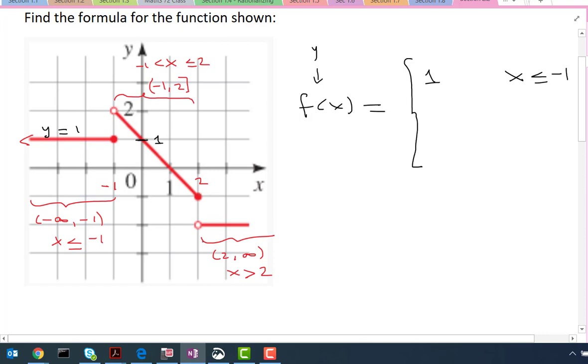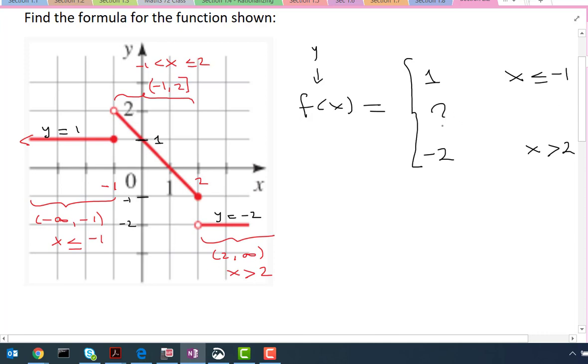The third piece is from 2 to infinity, and this is again a horizontal line at, my scale is 1, so this is -1, and this must be -2. So this is the line y equals -2. So that means it's going to be -2 when x is greater than 2, because that is my interval.